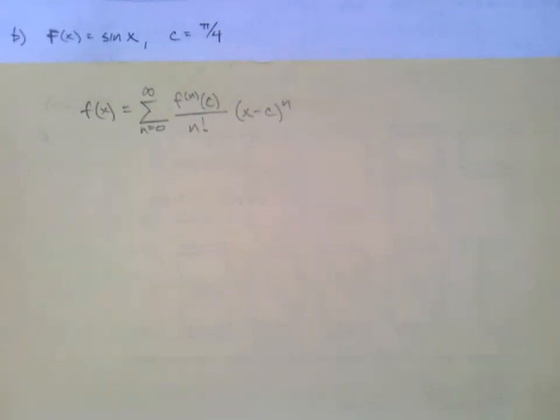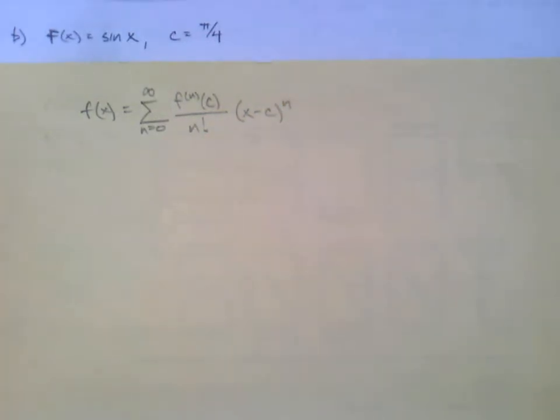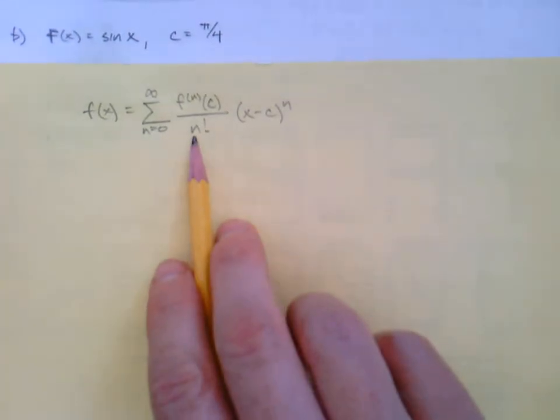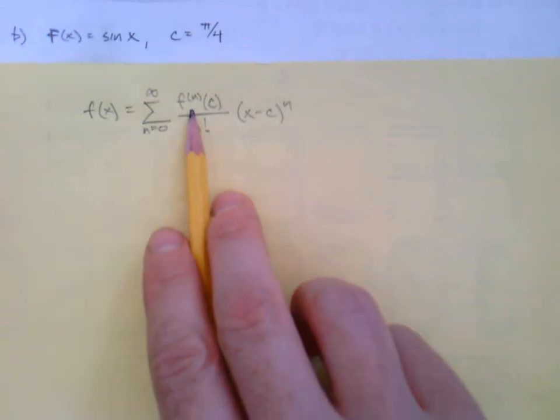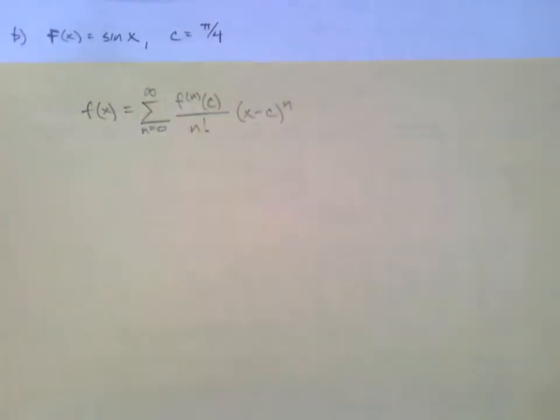Here we go with part B. Let's represent f of x equals sine of x as a power series where c equals pi over 4. Now we definitely have ourselves a Taylor series because we are not centering at 0. And I just wanted to write again the definition of the Taylor series, where our coefficient is the nth derivative of our original function evaluated at c, over n factorial.